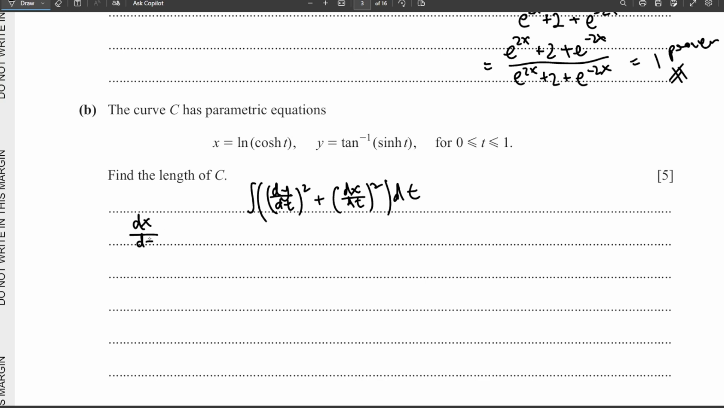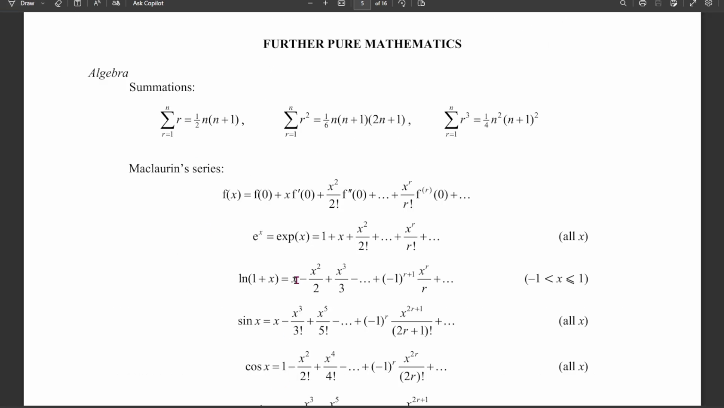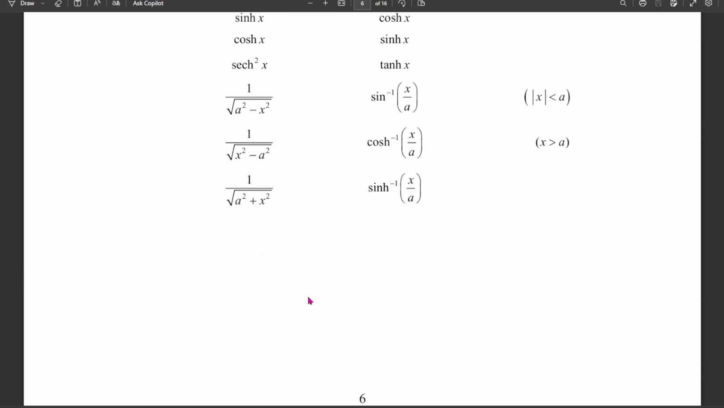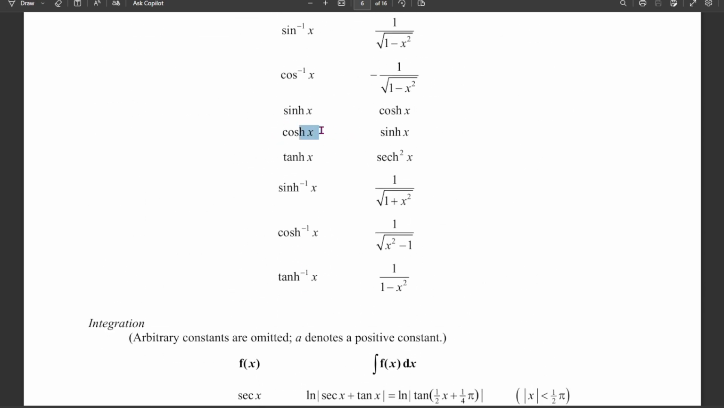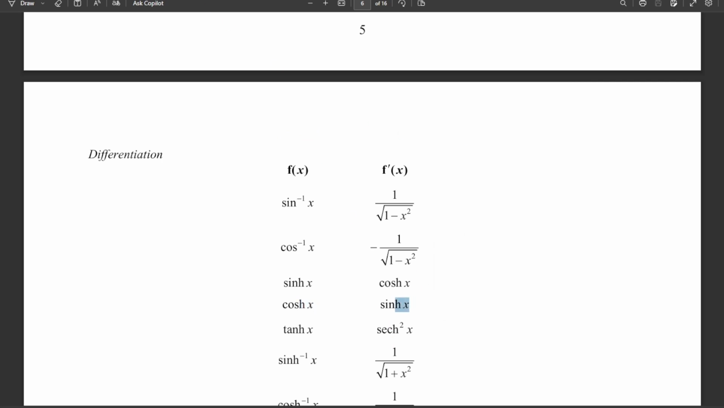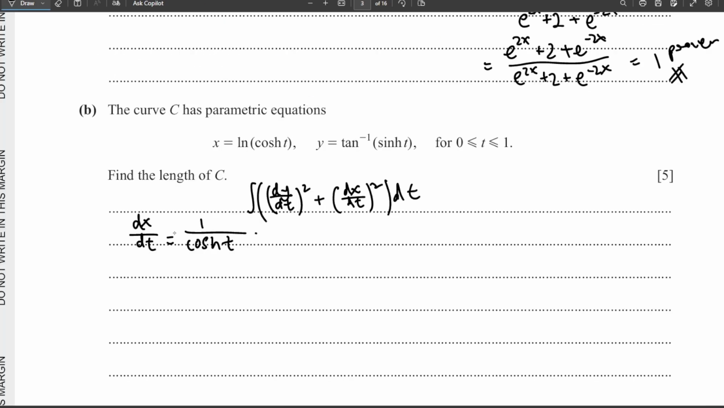So dx dt, first of all, we will differentiate the natural log, which gives us 1 over hyperbolic cosine. And of course, we need to use the chain rule, and we multiply by the derivative of the hyperbolic cosine, which if you forget for whatever reason, you can refer back to the formula sheet. Hyperbolic cosine differentiates to become hyperbolic sine. Okay, so you can just multiply hyperbolic sine and we get a hyperbolic tangent in terms of t.